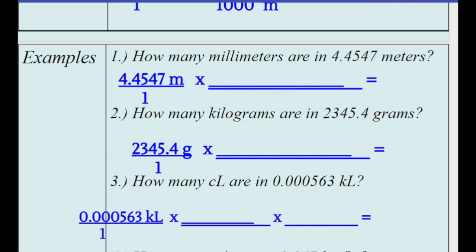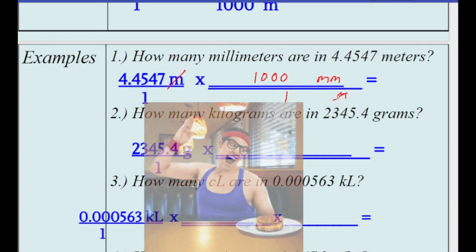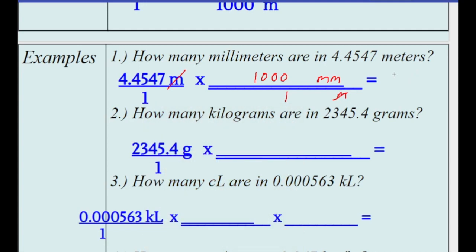So this first question asks us how many millimeters are in this many meters. Well, we have meters on top here, meaning that we need meters on bottom. We know that 1 meter is equivalent to how many millimeters? Well, if we look at our cheat sheet, we see that it's 1,000 millimeters. Meters on top cancels out with meters on the bottom. We just multiply through. We end up with 4,454.7 millimeters.